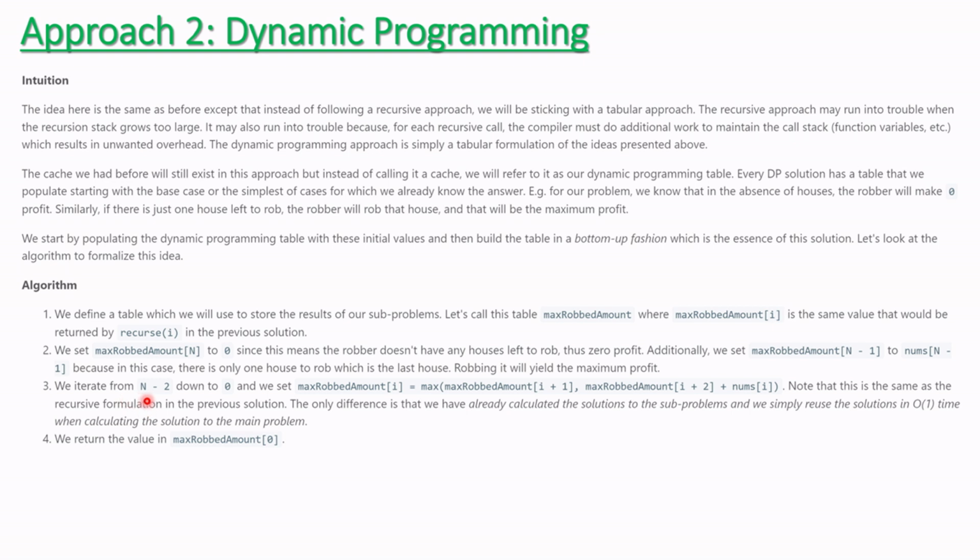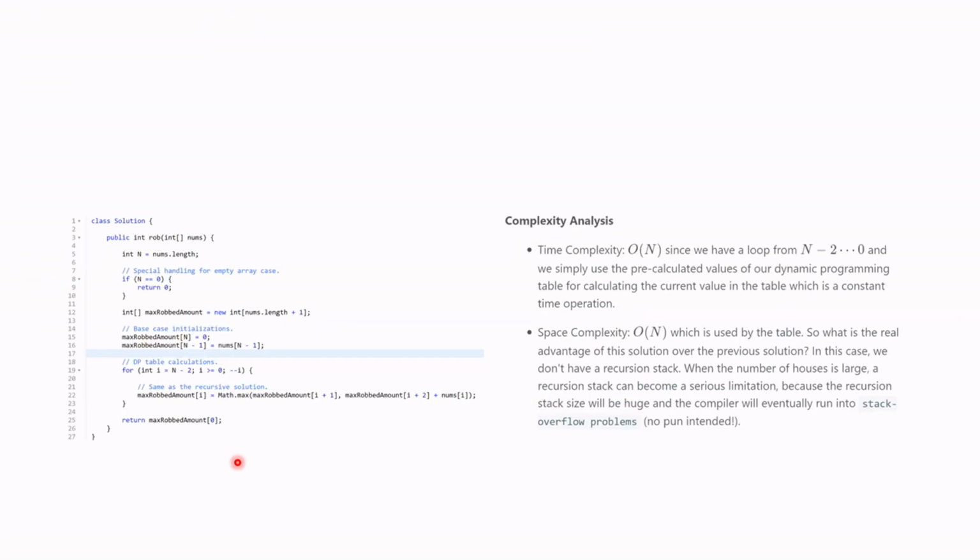So we will iterate from n-2 to 0, and we will set max rob amount of i equal to the max between max rob amount of i+1 and max rob amount of i+2 plus nums of i. Note that this is the same as the recursive formulation in the previous solution. The only difference is that we have already calculated the solutions to the subproblems, and we simply reuse them when calculating the solution to the main problem. We return the value max rob amount of 0. So let's see the program here.